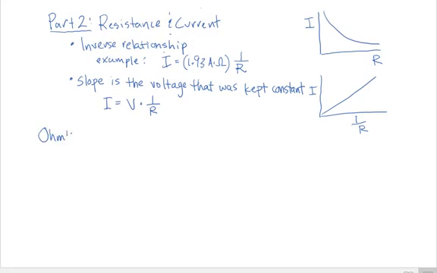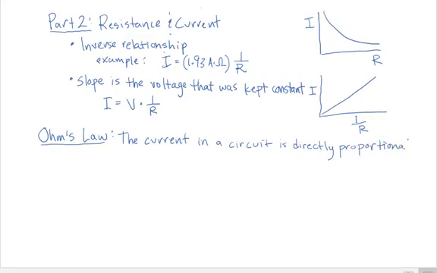So Ohm's law, after George Simon Ohm, is that the current in a circuit is directly proportional to the voltage and inversely proportional to the resistance.